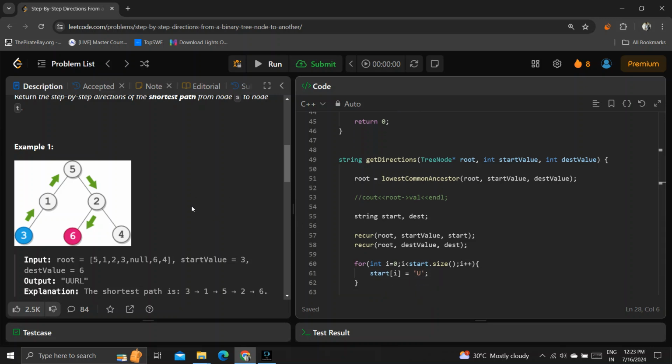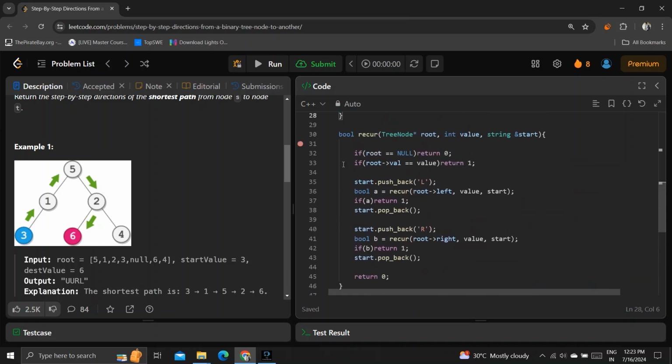And again, for now we have to find this particular path. So what I will do, I will send the destination value and the destination string. Destination string is currently empty. Again coming here, if root is equal to null, return 0, but our root is not null, so we will move forward, right? If root value is equal to value, 5 is equal to 6? No. Then we will move forward, we will push L.